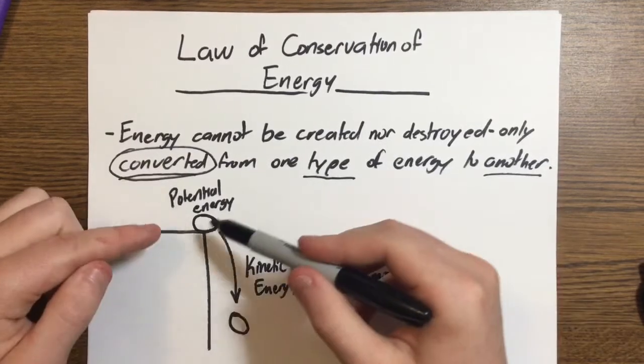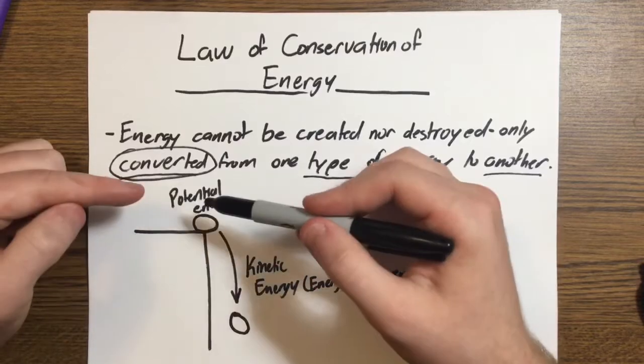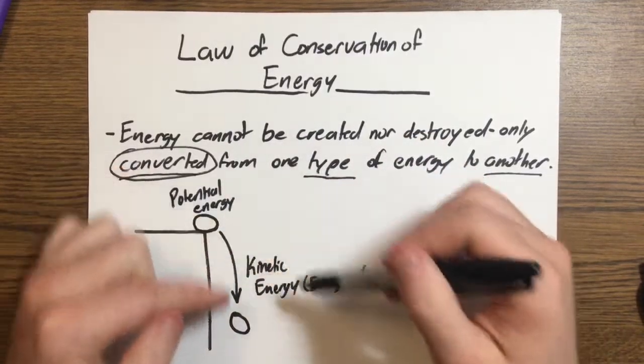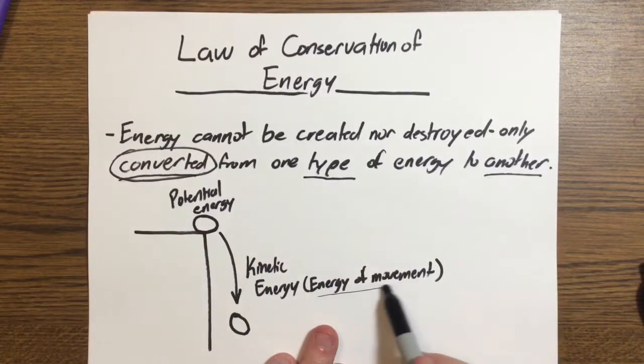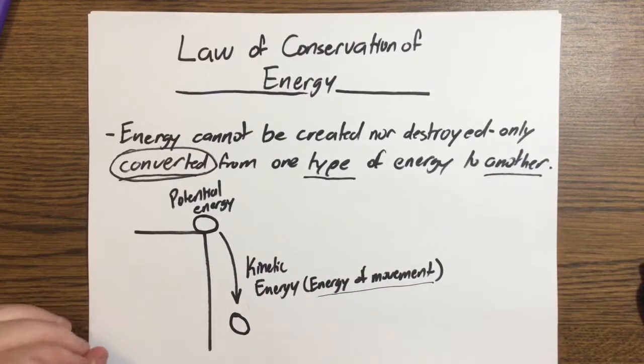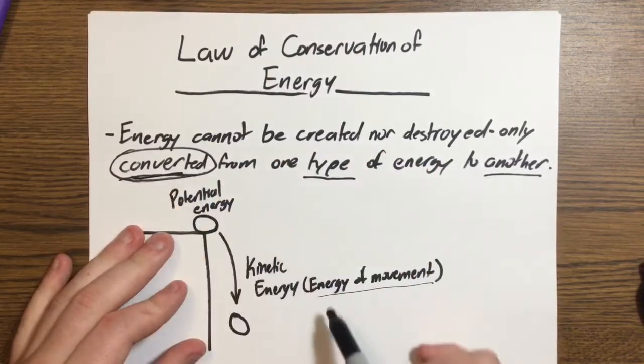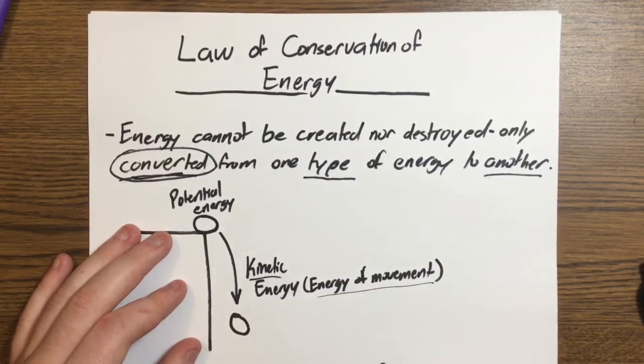So, it starts out with potential energy because it's in a high place, gravity is pulling down on it. If it falls, kinetic energy is the energy of movement as it falls down towards the ground and goes splat. So, potential converted to kinetic.